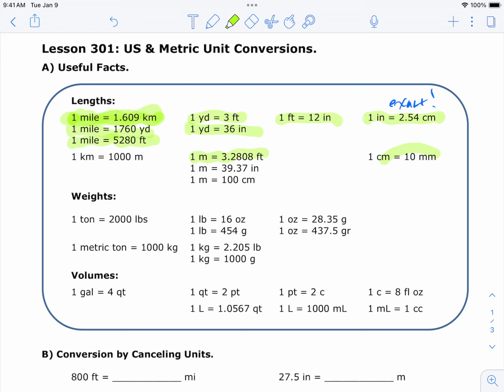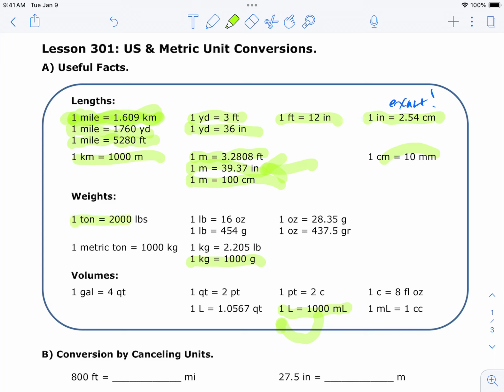A meter is 3.2808 feet. A meter is 39.37 inches. I tend to use that one a lot for some reason. 1 meter is 100 centimeters. A kilometer is 1,000 meters because that's what kilo means. Meanwhile, a kilogram means 1,000 grams because that's what kilo means. A liter is 1,000 milliliters because that's what milli means. Milli means 1,000th. So a milliliter is 1/1000th of a liter. So anyway, that's why that works.